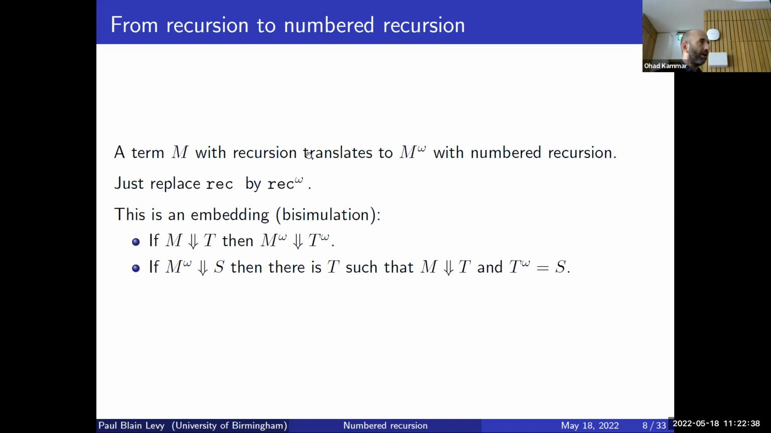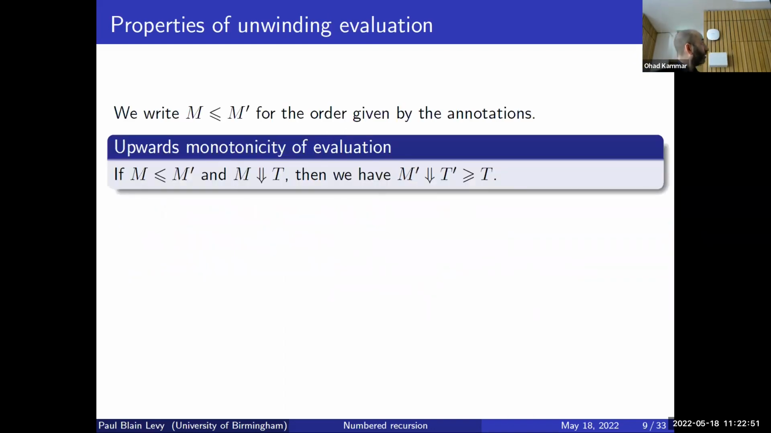There's going to be a list of about 8 quite similar results. So you have to keep track, because otherwise the results start to look a bit samey, right? Okay, so for this language with numbered recursion, remember we have this operational semantics, which we're calling the unwinding evaluation. And I'm going to write less than or equal to for the order given by these annotations. So this means that they're the same term, except the annotations on this are allowed to be bigger than those, okay? Probably pretty much what you would guess.